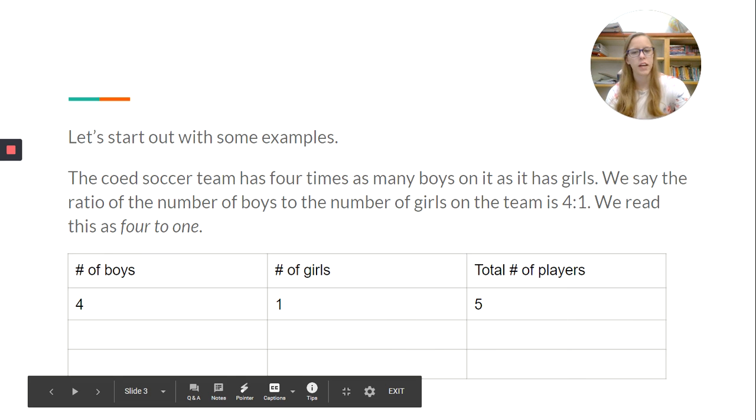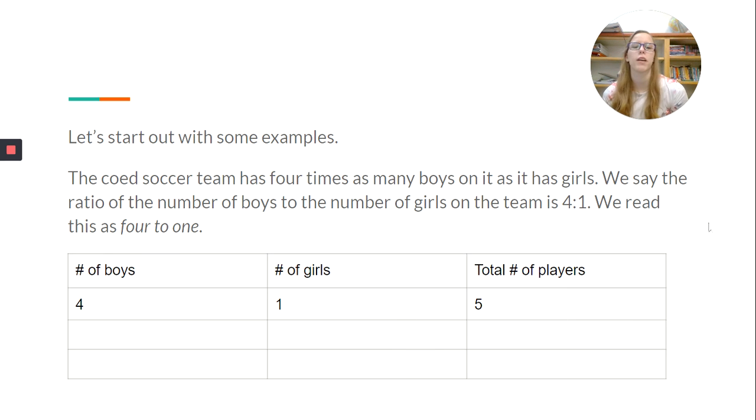So we have a co-ed soccer team that has 4 times as many boys as it has girls. Now, if at this point you don't have any paper, you're going to want to get a paper and a pencil, okay, because we're going to need to take notes and practice these problems yourself also. So as we said before, we say the ratio of the number of boys, so boys is first at 4, to the number of girls, which is the second number, 1. And we read it as 4 to 1.